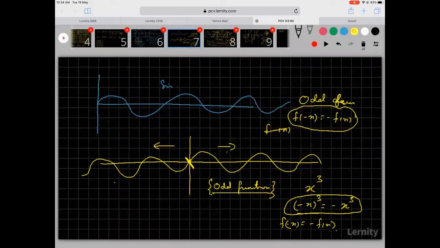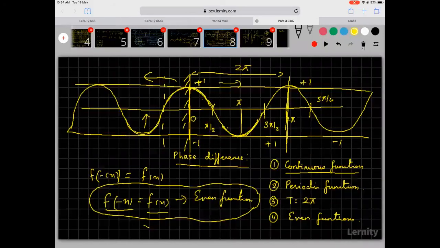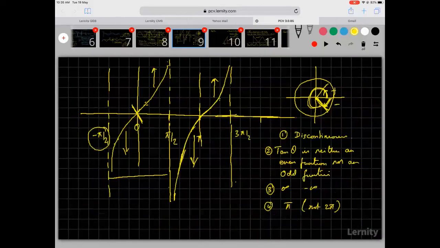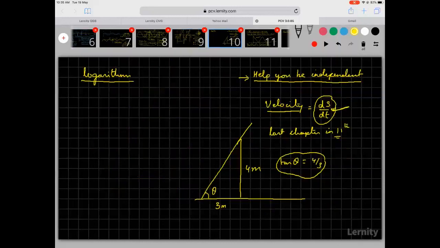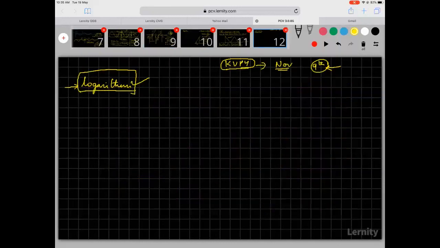This is the graph of sine theta. This is the graph of cos theta. This is the graph of tan theta. So I want you all to understand that we need to draw graphs for everything. So we should be able to understand. This is nothing. So let's move on to logarithms and let's work with logarithms.